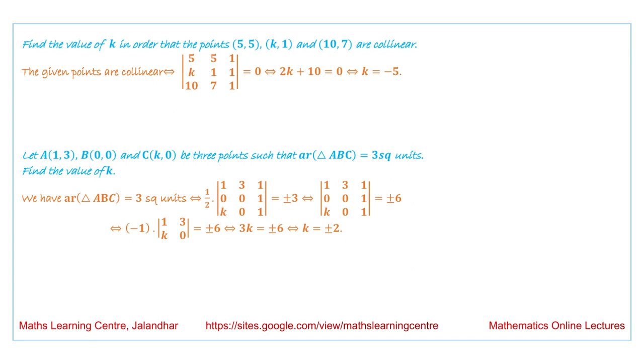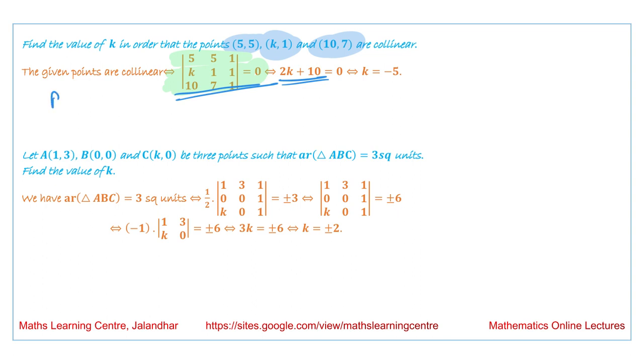Next is find the value of K so that these points are collinear. Again, these are the 3 points given to us, given to be collinear. It means the determinant 5, 5, 1, K, 1, 1 and 10, 7, 1 should be equal to 0. So when we solve this determinant, we will obtain the value 2k plus 10.